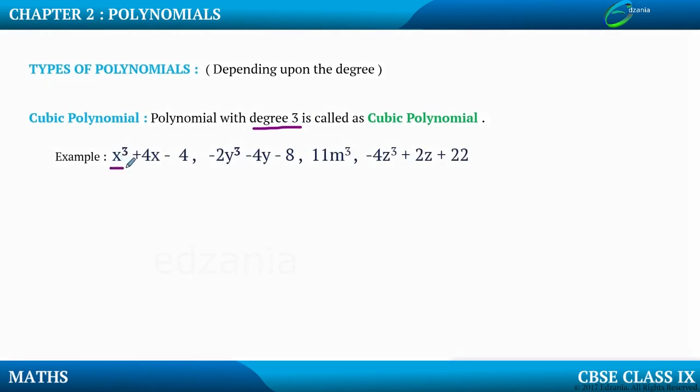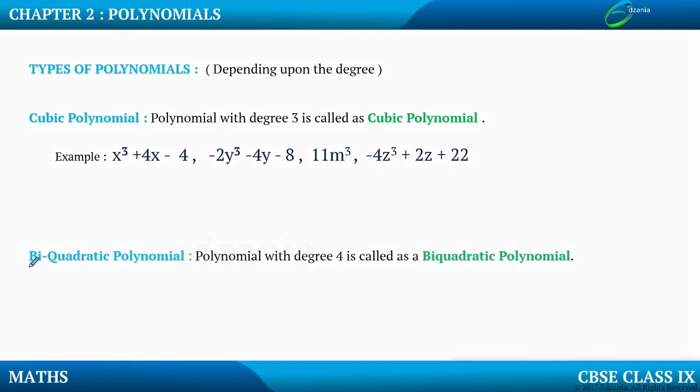You can see that the highest power of x in this case is 3. Here the highest power of y in this polynomial is 3 again. Again 3, highest power. And in this example as well, the highest power is 3. Therefore, they are all examples of cubic polynomial.